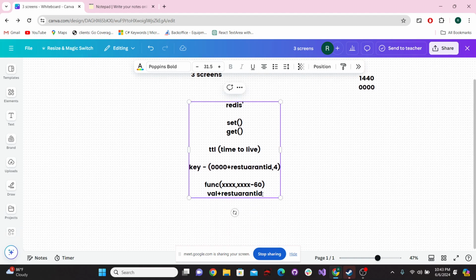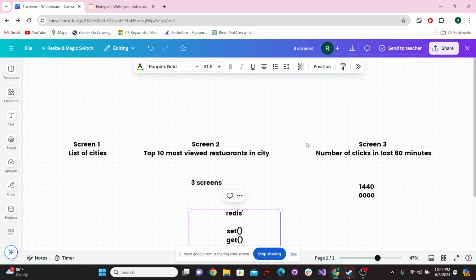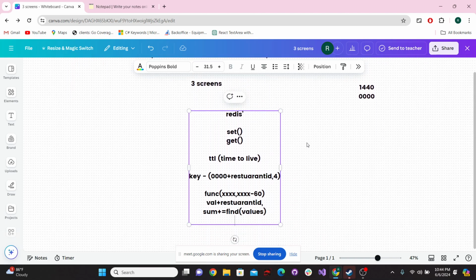Not a lot of values. It's just going to calculate, find the values, right? Find whatever the values of the keys are, and then it's just going to add them, right? Sum plus equals to, so it gets you the sum, right? And it gets this value in a very low time. Does that make sense?